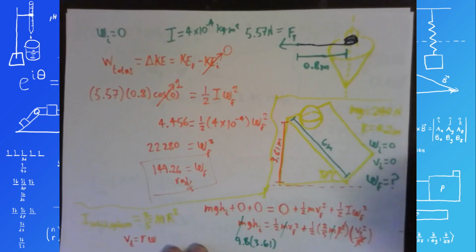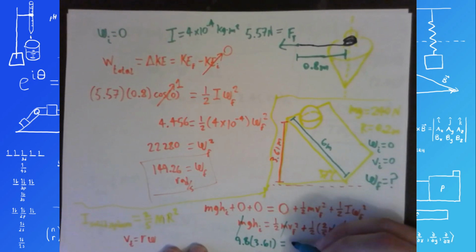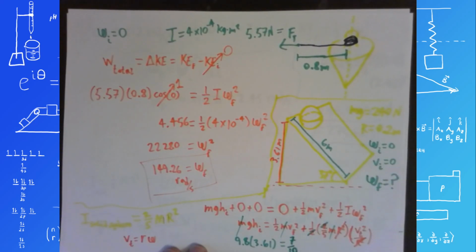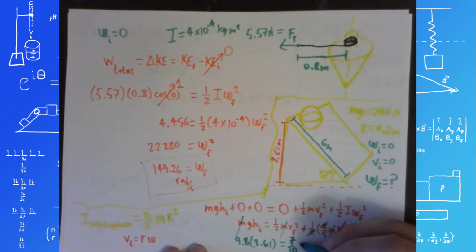3.61 is equal to 1/2 v final squared plus 1/2 of 2/5 v final squared. A half plus a fifth. Common denominator between those is 10. So 1/2 is 5 over 10, and 1/5 is 2 over 10. 5 over 10 and 2 over 10, that's 7 over 10, times, both of those are the same v final squared.